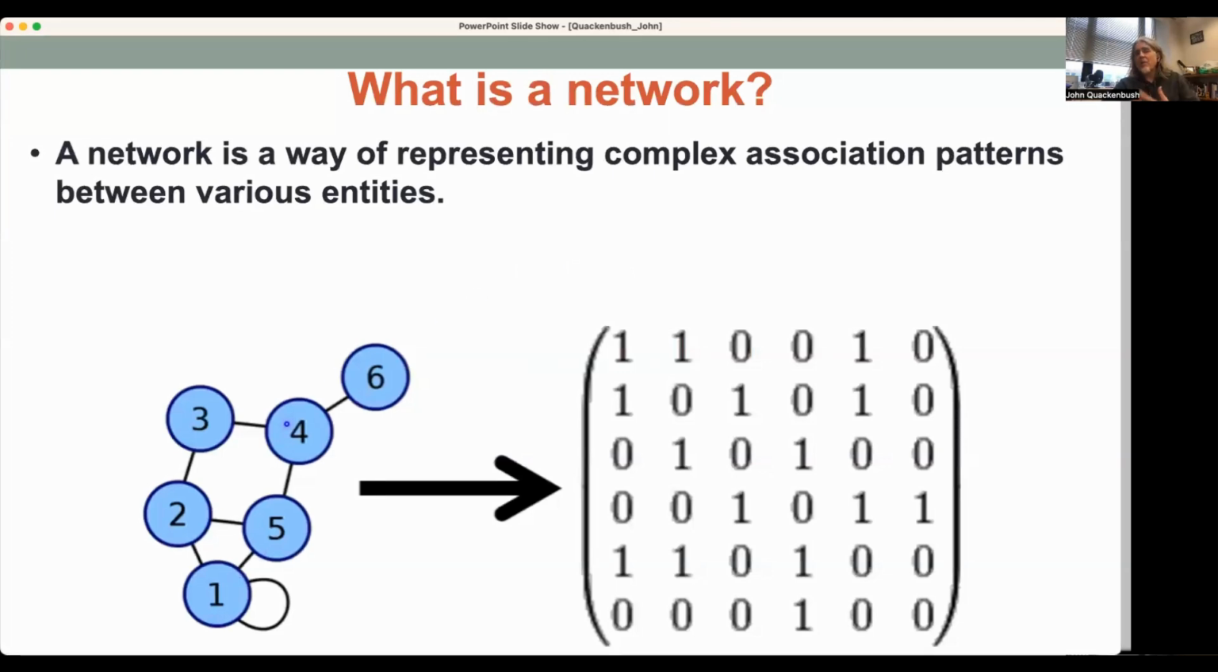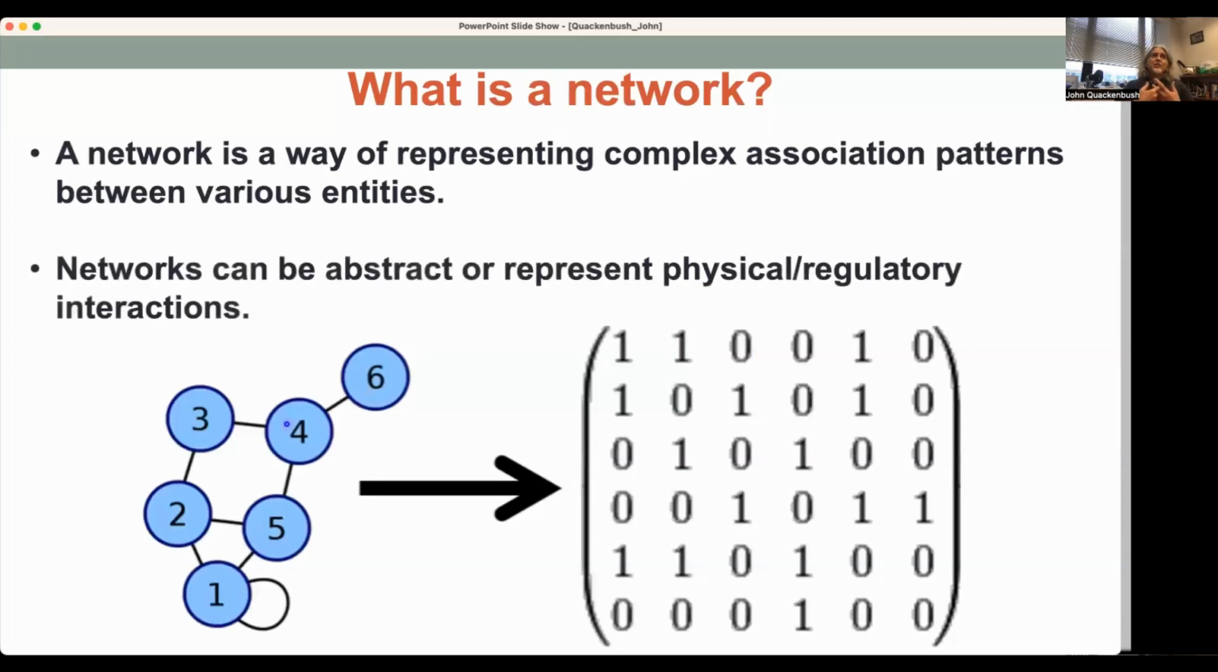Now, a network can represent a real biological network or physical network in which objects actually interact. But those edges, those interactions can be abstract associations like correlations and patterns of gene expression or other phenomena that we want to try to represent in a graphical fashion.